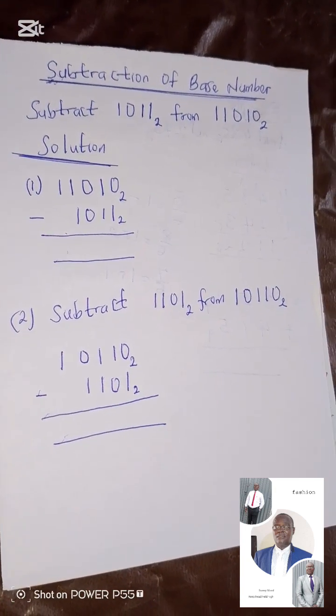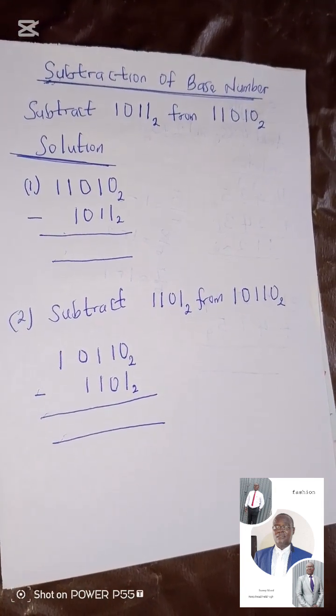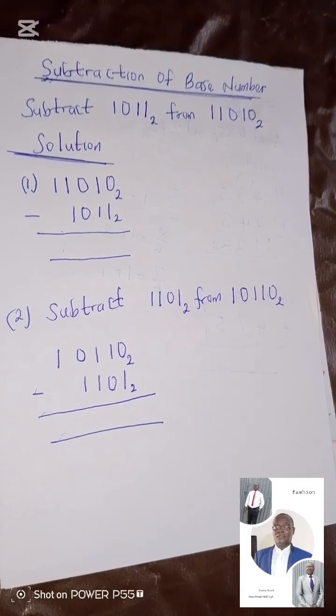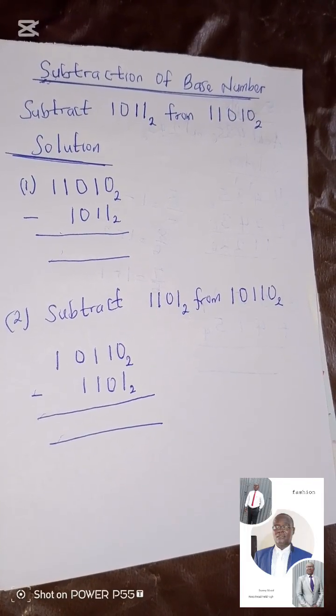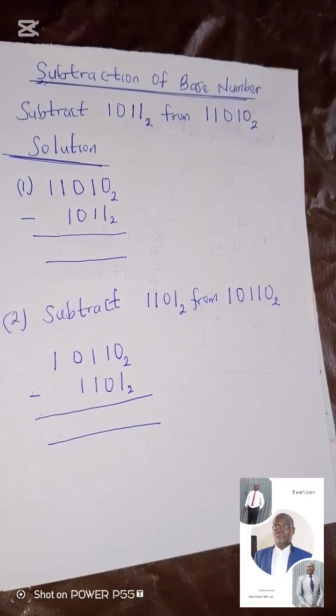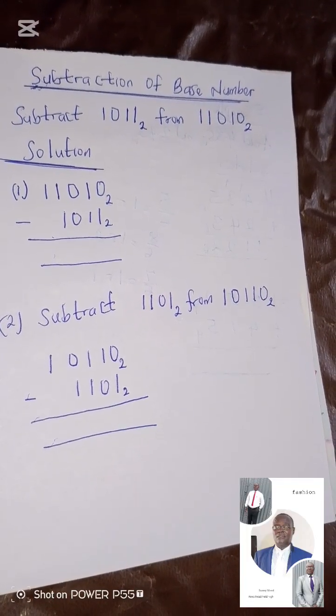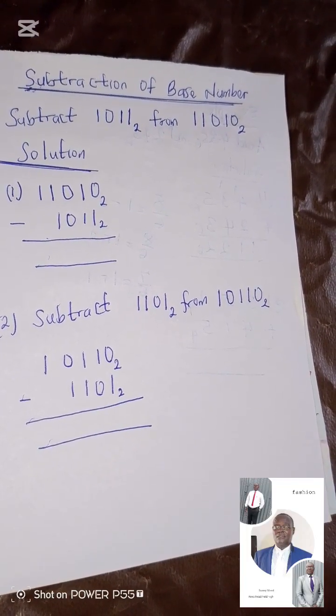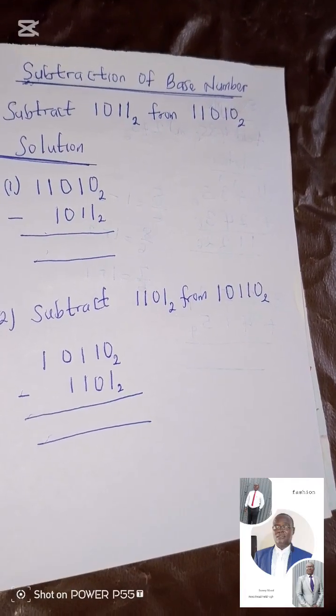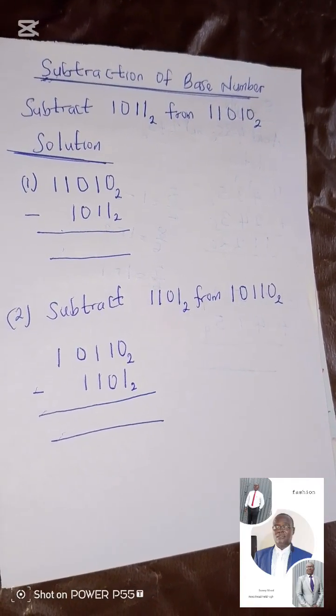Hello viewers. Now we are on subtraction of base number. Here in this question, we are told to subtract 1011 base 2 from 11010 base 2. Now, let's look at it.